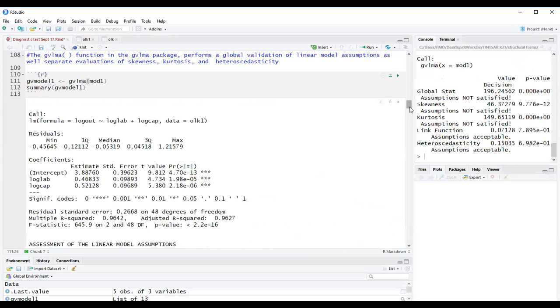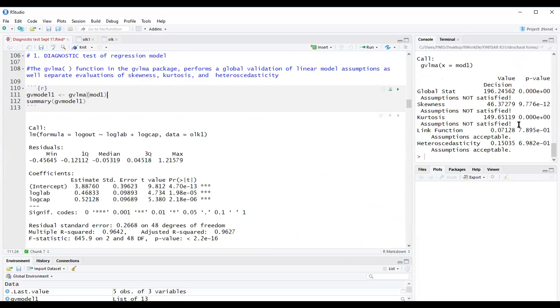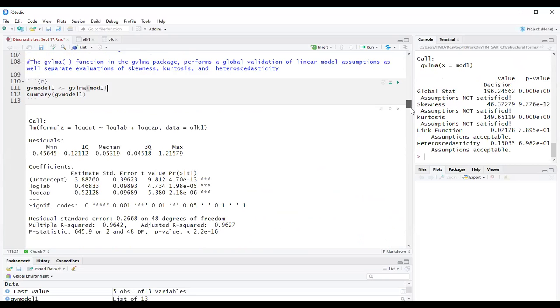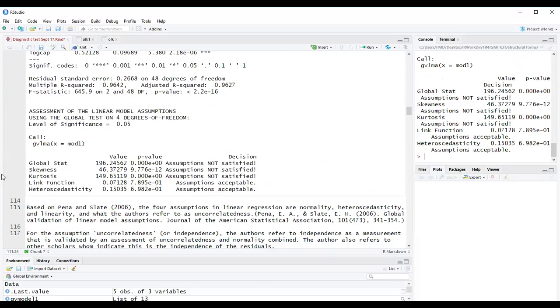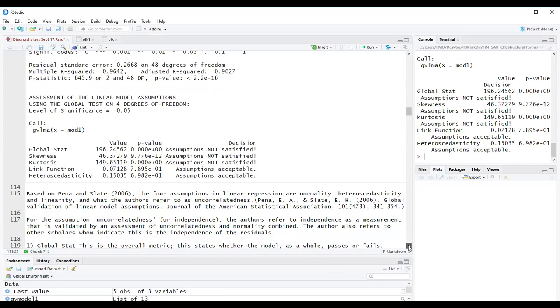Okay. So inulit yung output, tapos sa ilalim merong, what do you have here, guys? Global stat. Assumptions of linearity not satisfied. Skewness, not satisfied. Kurtosis, not satisfied din. Yung link function, acceptable daw, pati yung heteroskedasticity.